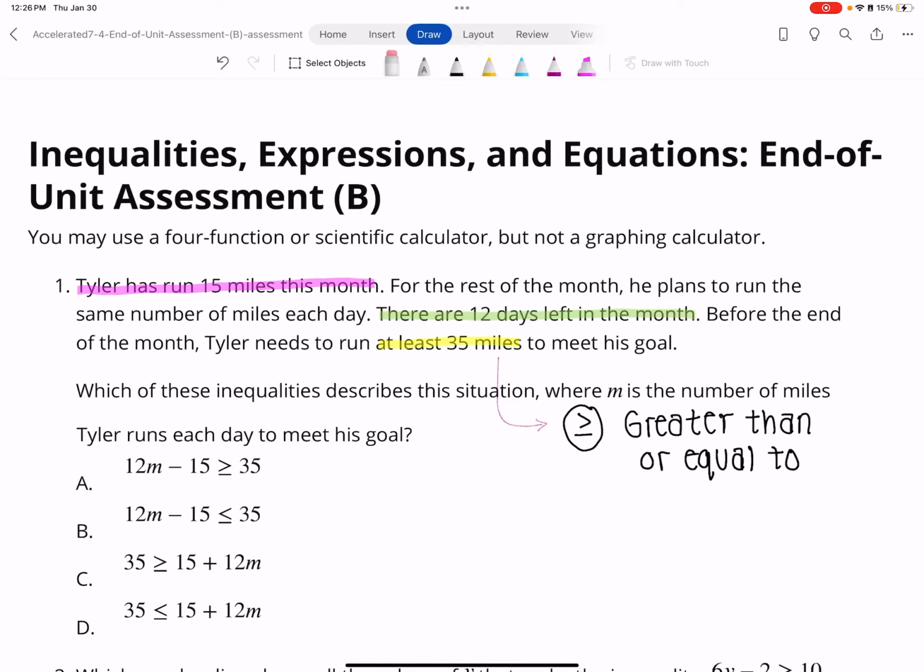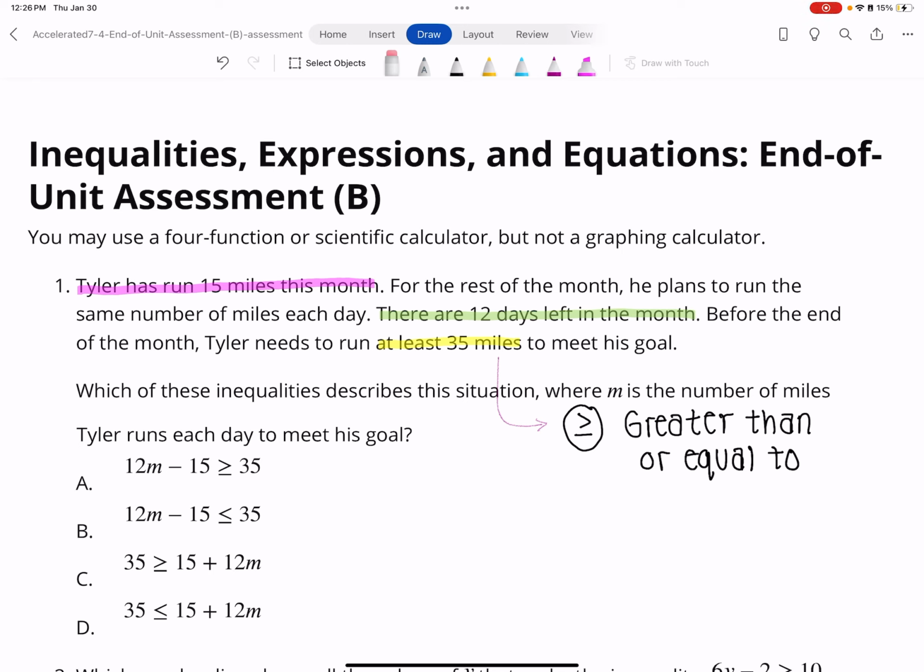Question number 1. Tyler has run 15 miles this month. For the rest of the month, he plans to run the same number of miles each day. There are 12 days left in the month. Before the end of the month, Tyler needs to run at least 35 miles to meet his goal.